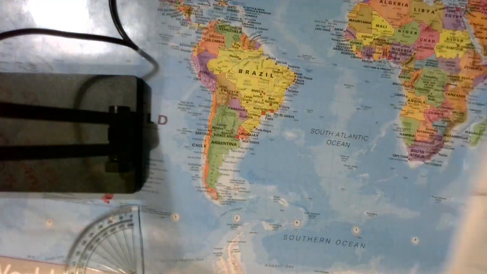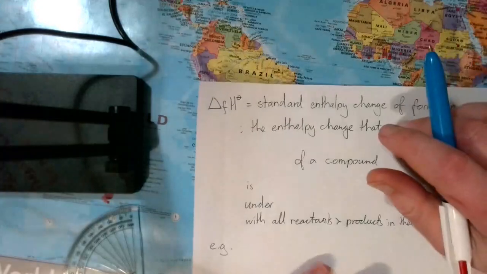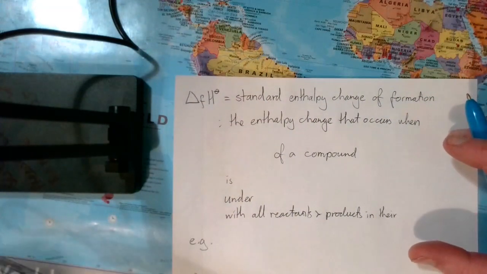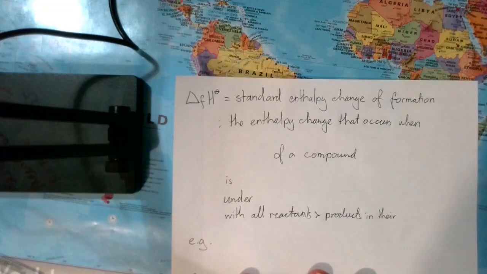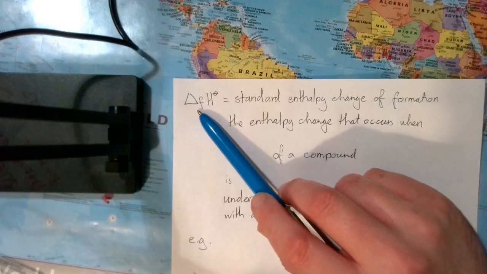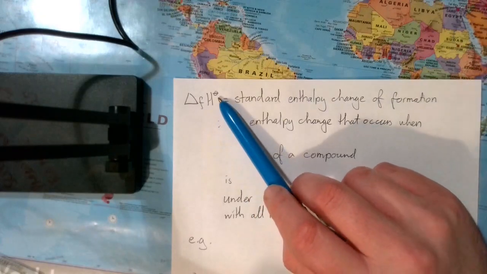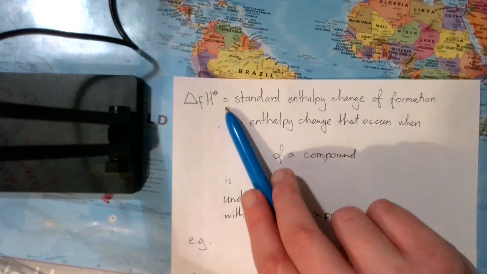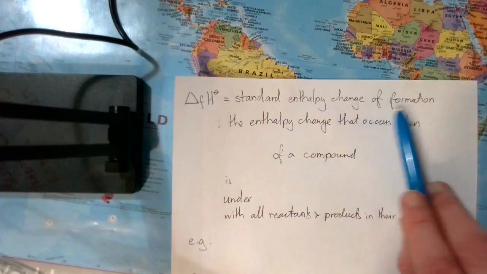Right, final part for this intro video. You need to know a few specific versions of enthalpy change. I'm going to give you a run through a couple of them just now. The first one is this lovely symbol here: triangle, lowercase f, capital H, London Underground sign in a superscript, or delta fH naught. This is what's called the standard enthalpy change of formation.